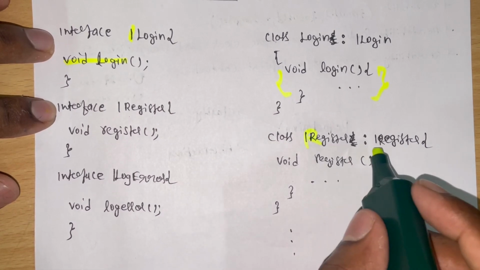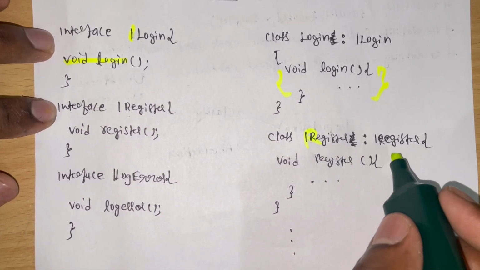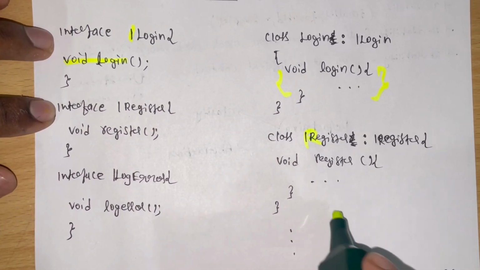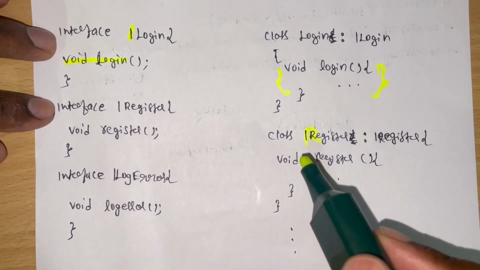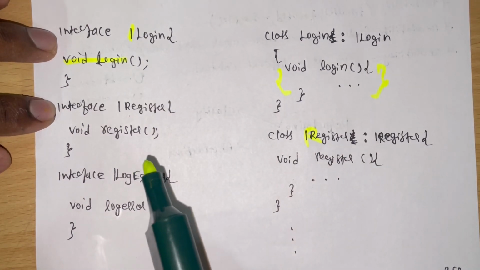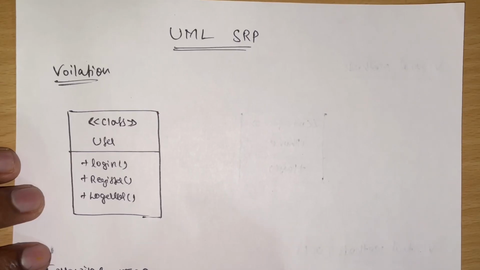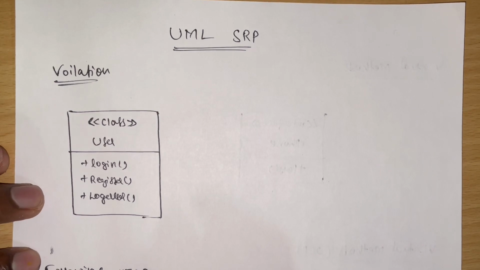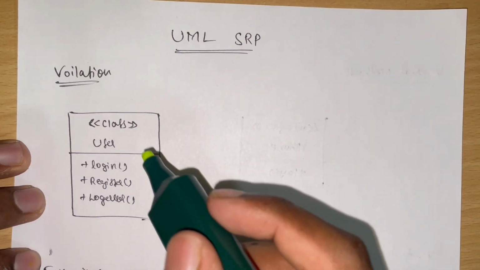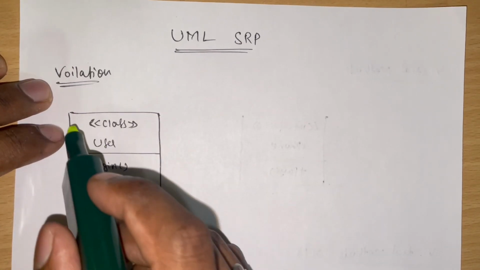Register class is extending iRegister, which must implement register. So this is how the body implementation takes place. This is the implementation which is following the SRP principle. So if we see the UML of this SRP class UML, the violation looks like this.